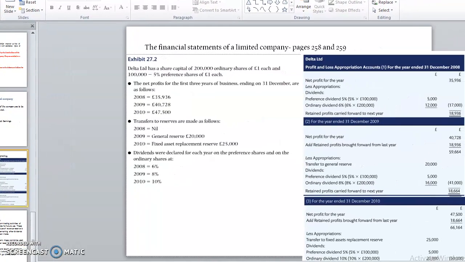Sorry, referring to 2009 again, the data was missing there. So what happened here was, the transfer to general reserve was 20,000, and dividends paid were 5,000 and 16,000. The total money paid out of the profits was 41,000. The remaining money, which was still left with the business after they had paid the dividends and put the money aside in the general reserve, 18,664, was what we called retained profits carried forward to next year.